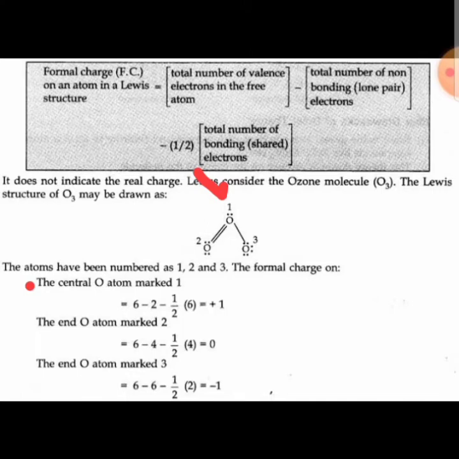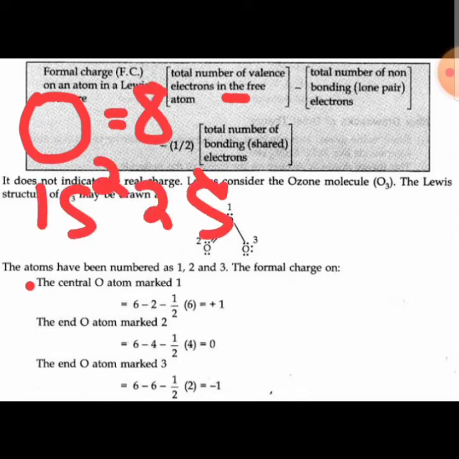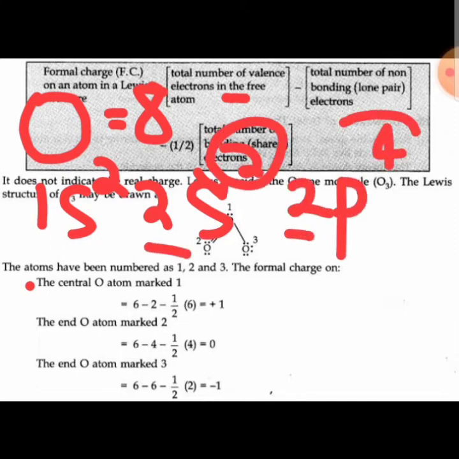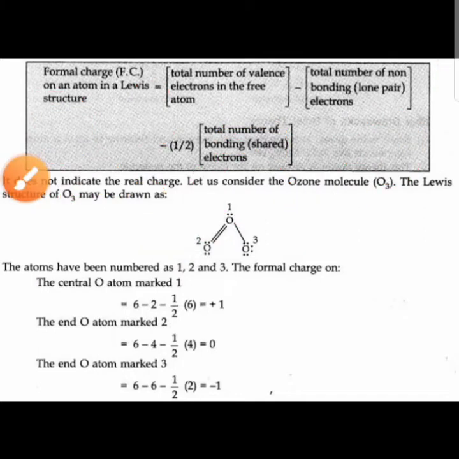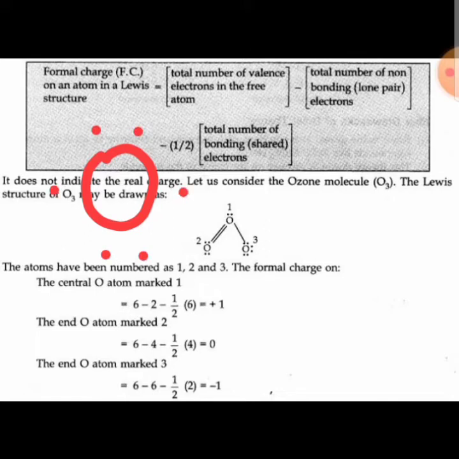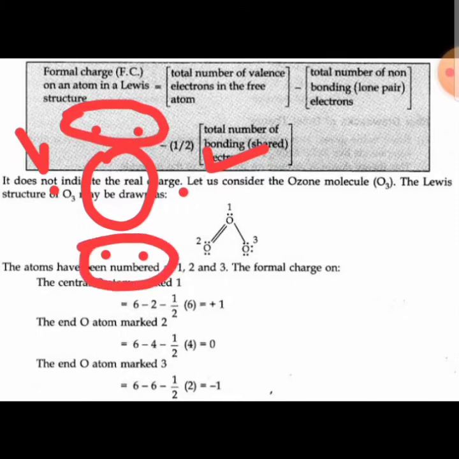Now, the total number of valence electrons in the free oxygen atom: as we already know, oxygen has atomic number 8 and electronic configuration 1s2, 2s2, 2p4. So in the valence shell of oxygen, you can find a total of 6 electrons. Out of 6 electrons, 2 are unpaired and the remaining 4 electrons form 2 lone pairs of electrons. So totally on the neutral oxygen atom, you can find 6 electrons.